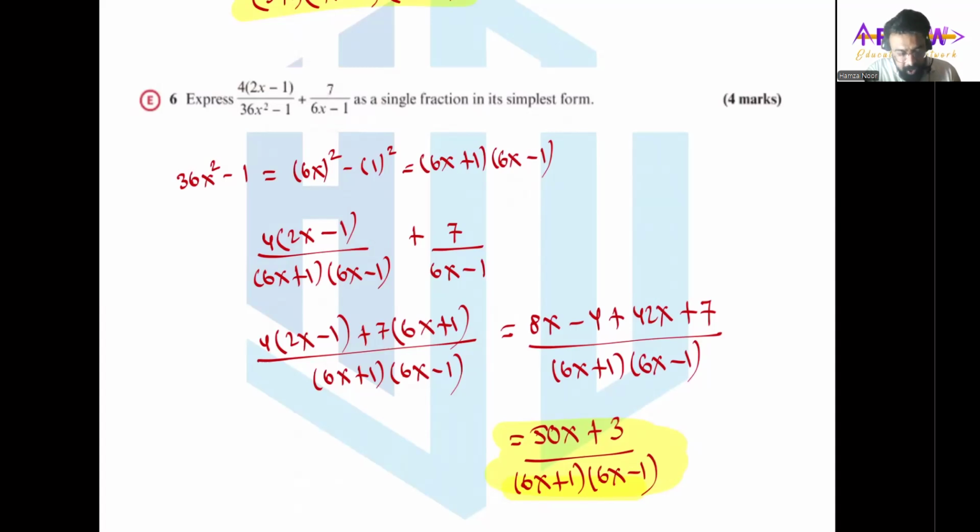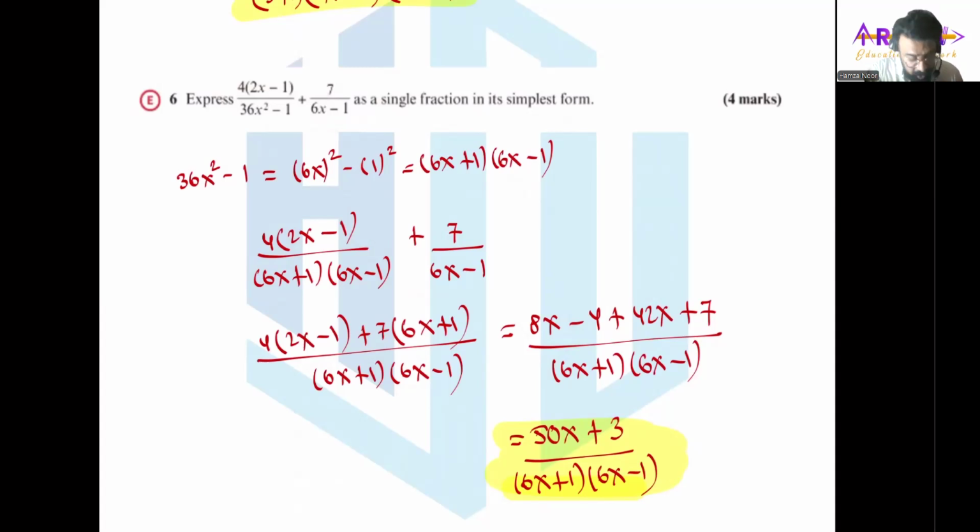And then you need to ask yourself by what term you multiply 6x minus 1 such that you get this complete denominator over here. So obviously you need to multiply it with 6x plus 1. So this numerator 7 will also be multiplied by 6x plus 1. So here I've mentioned 7 multiplied by 6x plus 1. And now I'm going to expand the numerator. So 8x minus 4 plus 42x plus 7 divided by 6x plus 1 multiplied by 6x minus 1.